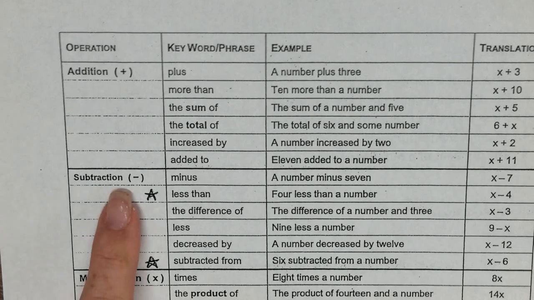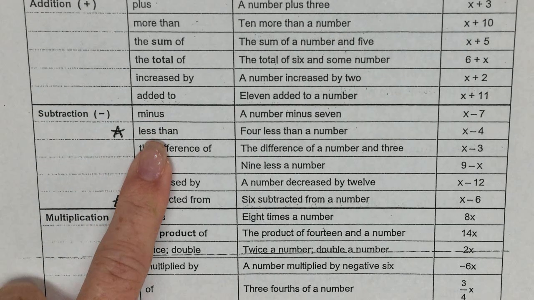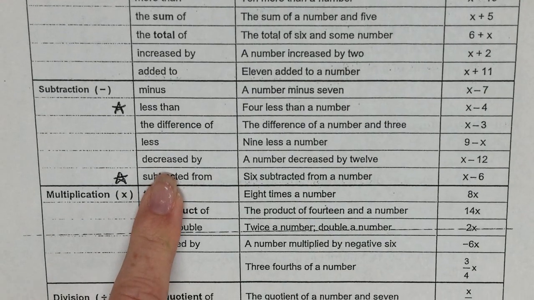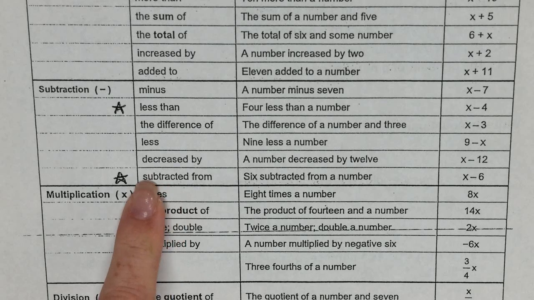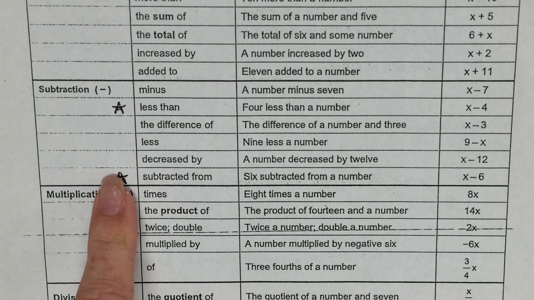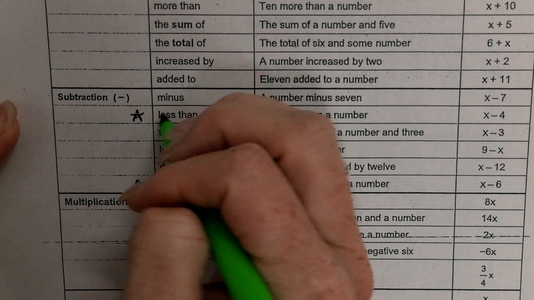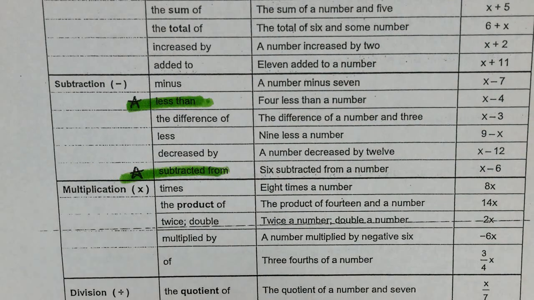All right, let's go to subtraction. Minus, less than, difference, less, decreased by, and subtracted from. Now notice I put 2 stars next to these two. It's because they're special, and it means that they're going to switch spots. So I'm going to explain that right now. These two do not go from left to right. I'm going to put something on the board, I'm going to have y'all answer it, and then it will make sense to y'all.